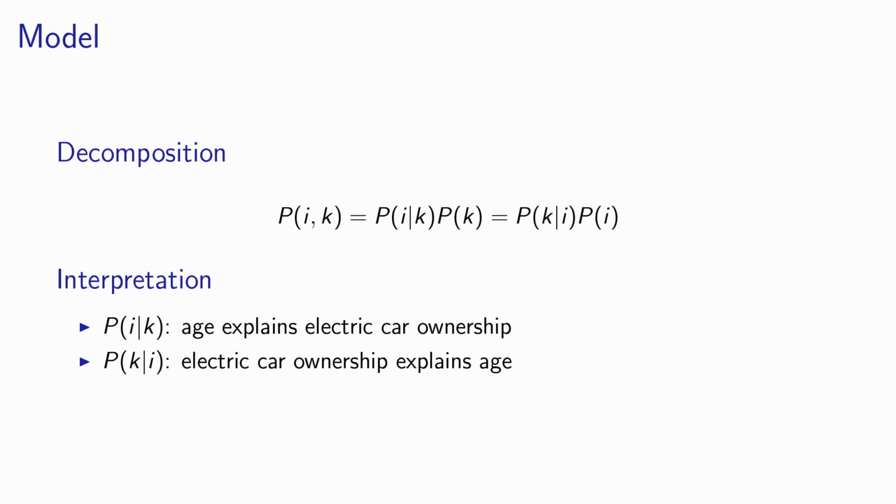And this is important because we will always make the link between the mathematical formulation and the behavioral interpretation. So if you look at the interpretation of the two conditional models, P of I given K and P of K given I, the first basically explains the car ownership as a function of age. So age explains the electric car ownership. While the second one is exactly the opposite. The electric car ownership explains the age.